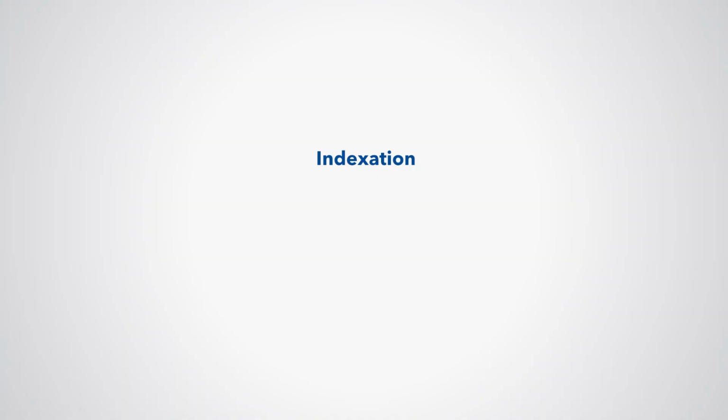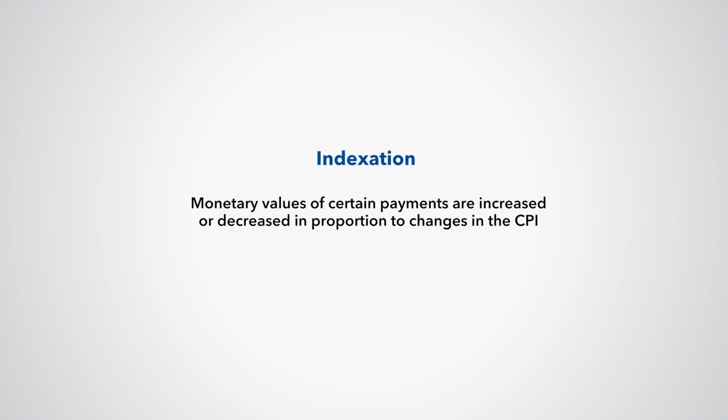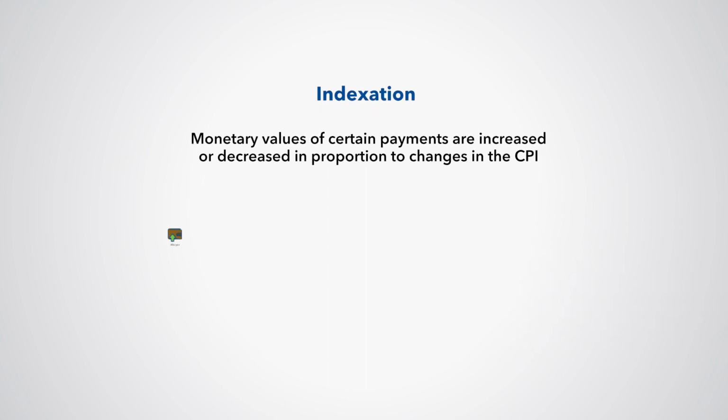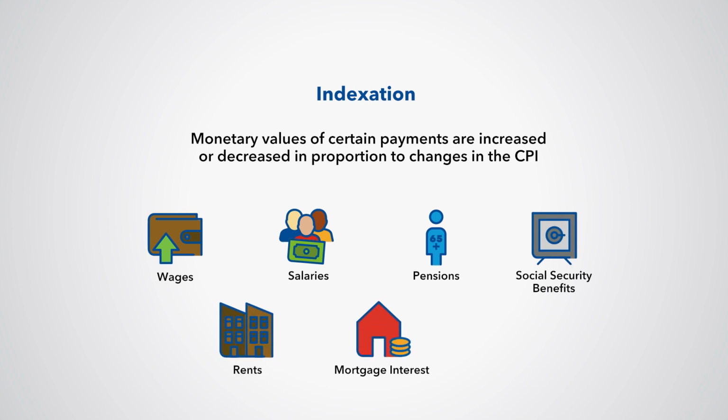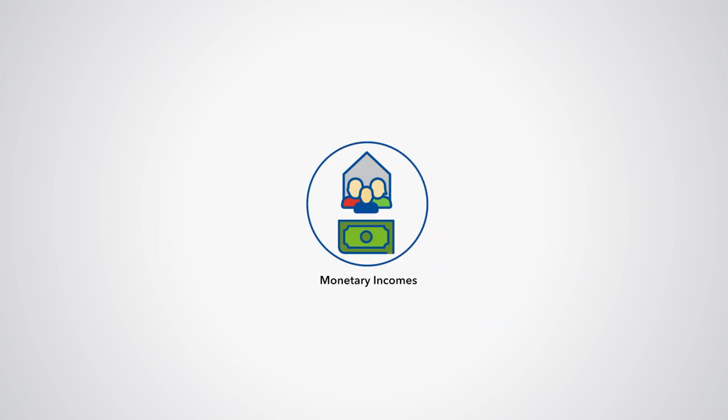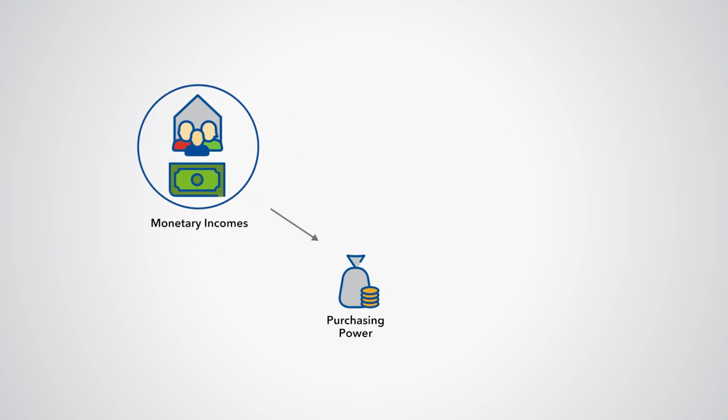Indexation ensures that the monetary values of certain payments are increased or decreased in proportion to changes in the CPI. A number of different monetary values are indexed to the CPI, including wages, salaries, pensions, Social Security benefits, rents, mortgage interest, other interest payments, and even taxes. For monetary incomes, the primary objective is to protect the purchasing power of the income from the effects of inflation. As inflation increases, the purchasing power of the income erodes.